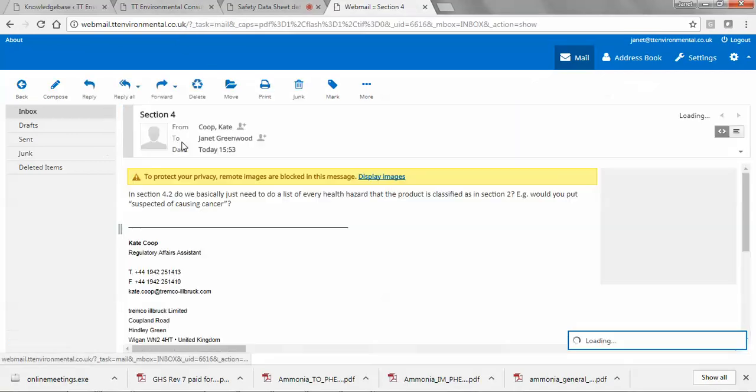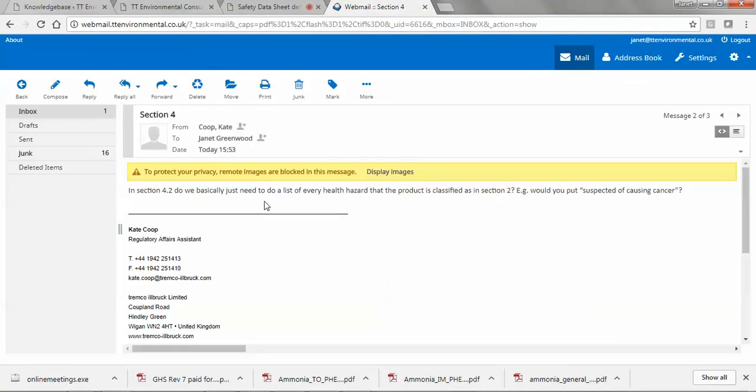Section 4, right, okay. Now, Kate's asked a good question. In section 4.2, do we basically just need to do a list of every health hazard that the product is classified as in section 2, e.g., would you put in suspected of causing cancer? No, you wouldn't, because what you have in section 4.2 is what somebody needs for an acute problem. This is what you need as first aid. Something that's suspected of causing cancer, it may have more important hazards. It may be irritant and you need to wash it off your skin or rinse someone's mouth out in case they've been exposed.